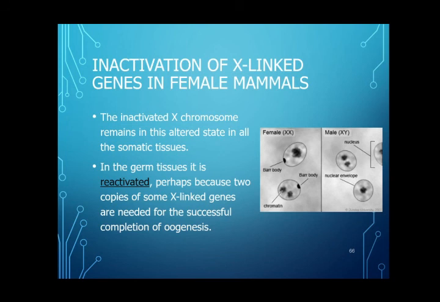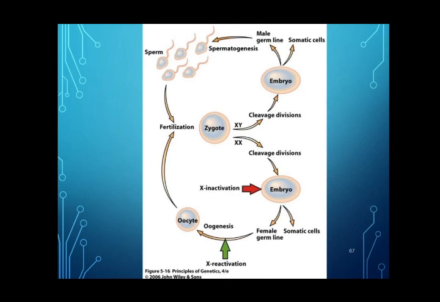The inactivated X chromosome remains in this altered state in all somatic tissues. In germ tissues, or your sex cells, it is reactivated because two copies of the same X-linked gene are needed for the successful completion of oogenesis. So, as you can see, sperm and oocyte join to become a zygote.